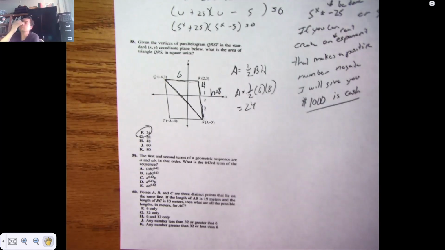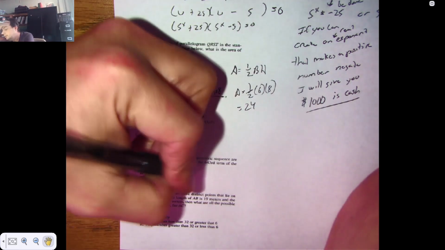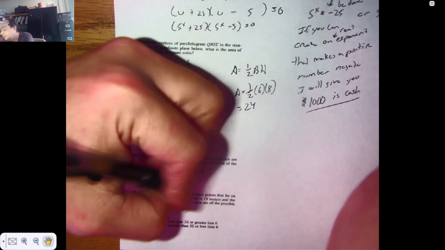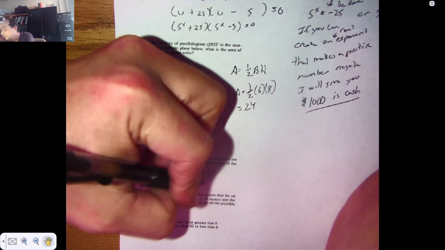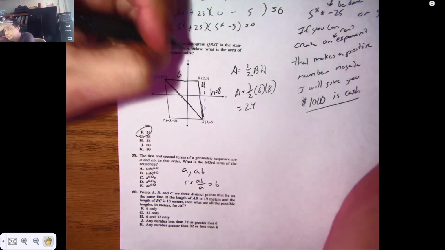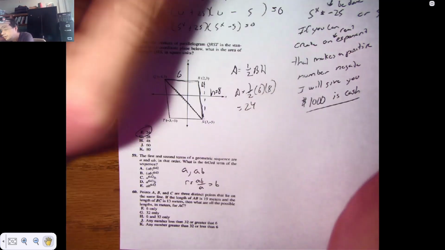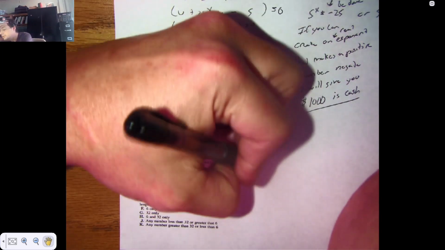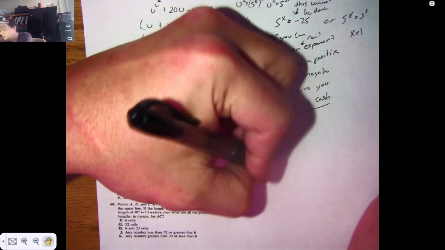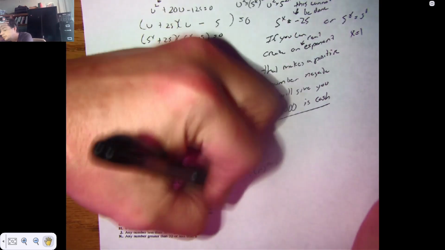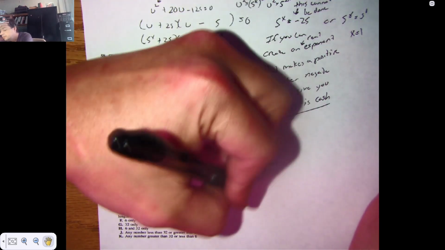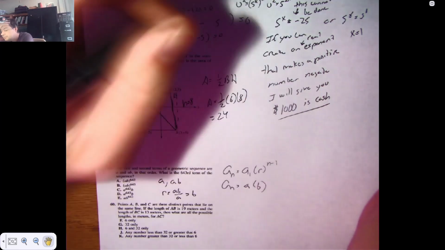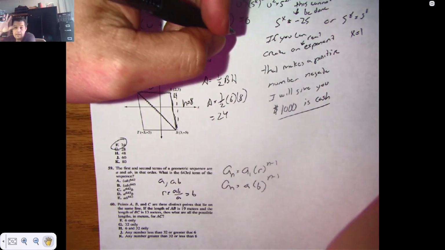59 is something we've been doing very recently. The first and second terms of a geometric sequence are A and AB. Means the ratio is AB over A, which is just B. Now, you should also know your form for a geometric sequence. The nth term of a geometric sequence is the first term times r to the n minus 1. So I'm going to write my rule. The first term is A, the ratio is B, and I'm supposed to raise that to the n minus 1. I'm basically done with this thing.